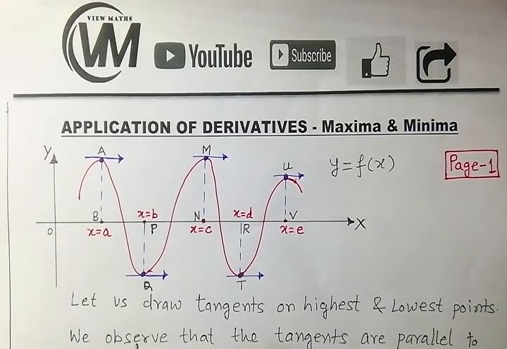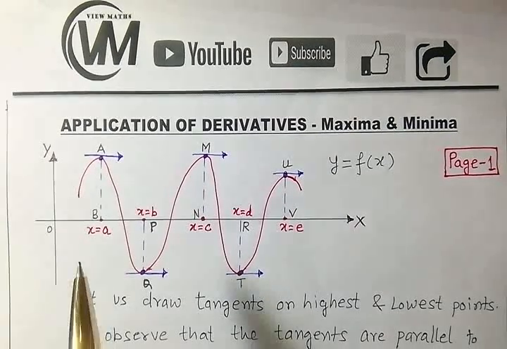So what angle does this tangent make with the x-axis? What is the angle between two parallel lines? It is 0 degree. So this means the tangent is making an angle of 0 degree with the x-axis. Now, what is the slope of the tangent? Slope of the tangent is nothing but m is equal to tan theta, which we have studied in the straight line chapter. Now here in terms of derivatives, if we have to express the slope, we say m is equal to tan theta, which is equal to dy by dx.